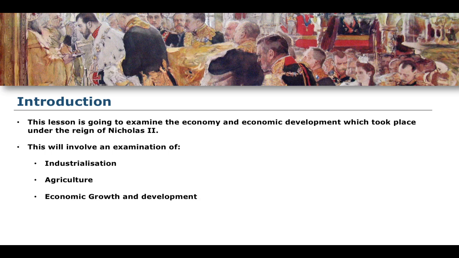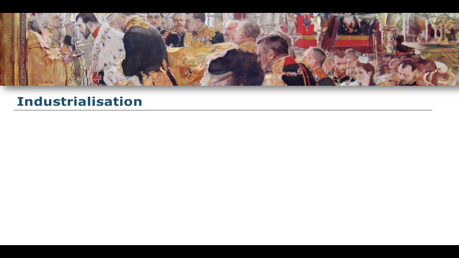So whereas we'll be talking in the first two sections on the two main areas of an economy, essentially, looking firstly at the industrial side of an economy versus the agricultural side of an economy, the final section in this lesson is going to talk about the extent to which the economy actually grew. Did it grow? Did it develop? Was there any growth and development during the reign of Nicholas II, who is pictured there being coronated in that image above us?